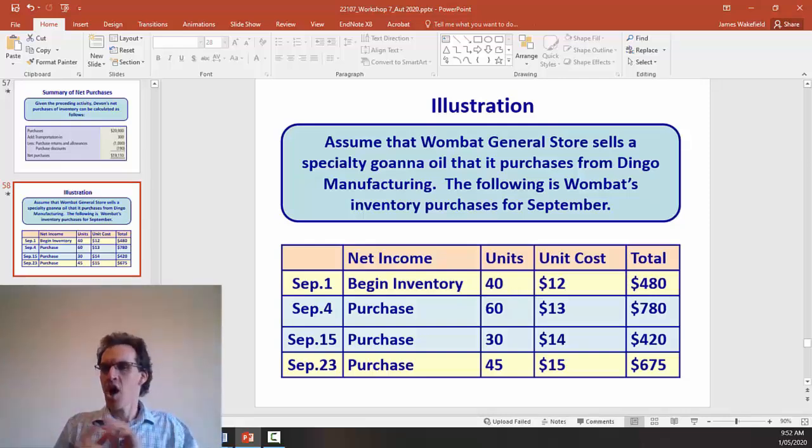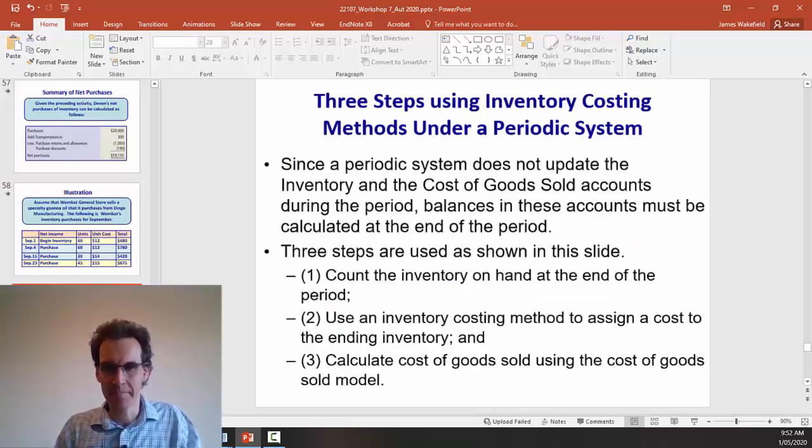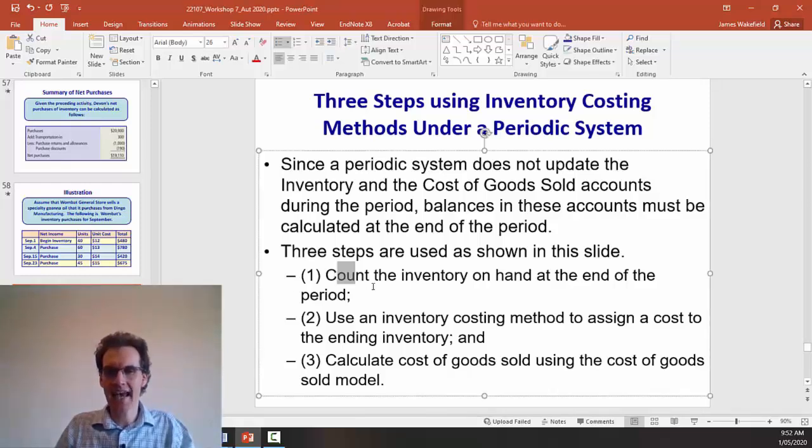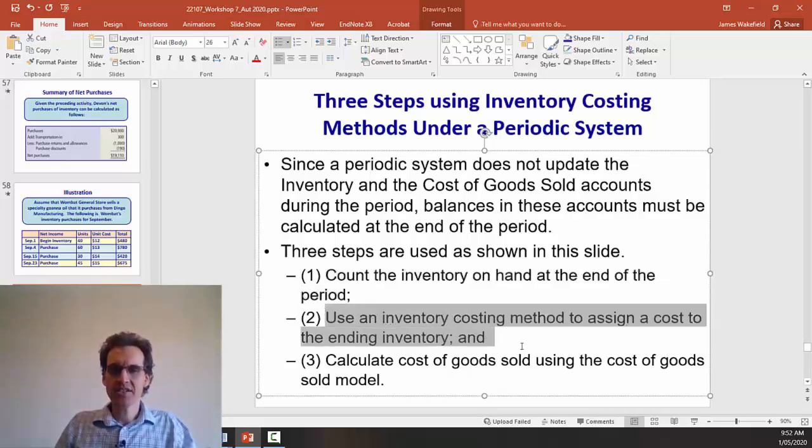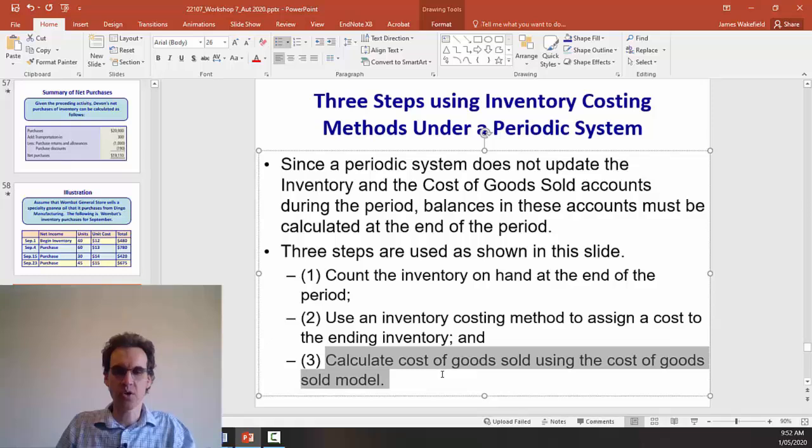Okay? So we don't know what our actual sales are in units until we do a stock take at the end of the period when using the periodic system, because that's when we determine our cost of goods sold. So these are the steps when using the periodic system. The first thing to determine the cost of goods sold is you count the inventory on hand at the end of the period. You use an inventory costing method to assign a cost to the ending inventory, and then you calculate the cost of goods sold using the cost of goods sold model.